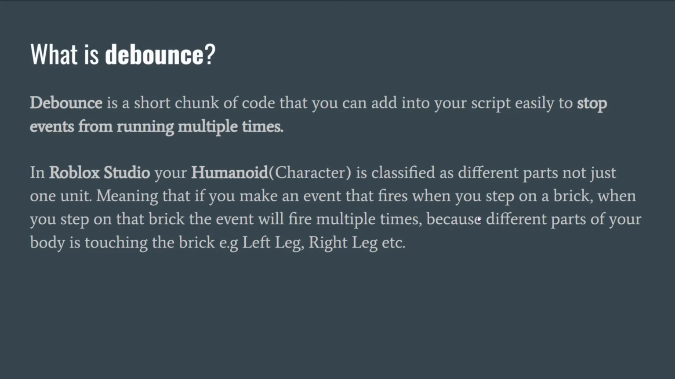What is debounce? Debounce is a short chunk of code that you can add into your script to easily stop events from running multiple times. In Roblox Studio, your humanoid is classified as different parts, not just one unit. Meaning that if you make an event that fires when you step on a brick, the event will fire multiple times because different parts of your body are touching the brick, like your left leg, your right leg, and so on.